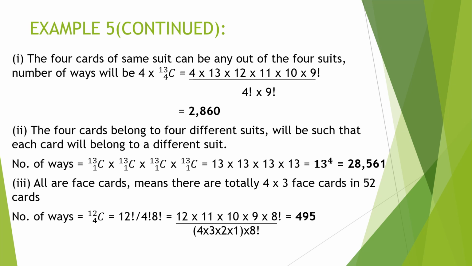Now the first case is the 4 cards which you are selecting should be of the same suit. That means if they are diamonds, all the 4 should be diamonds. If they are clubs, all the 4 should be clubs, and so on. You know there are totally 4 suits: diamond, club, heart and spade. Each of them has 13 cards. So out of 13 you are selecting 4. Suppose you are selecting 4 diamonds, it is 13C4 for diamonds. Same way you have for the other suits. So totally how many possibilities are there? 4 into 13C4, which on simplification will give you 2860 ways.